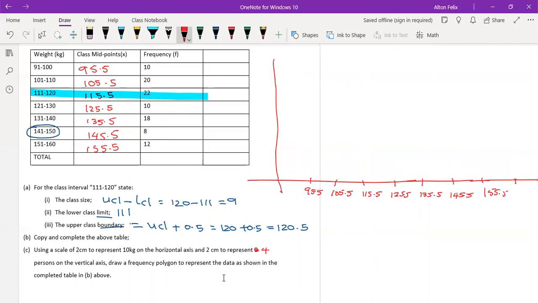Okay, so this horizontal axis represents our weight in kilograms. And the vertical would be our frequency. We're going up basically to 22. Let's go up in fours: 4, 8, 12, 16, 20, 24. And this is our frequency column here.